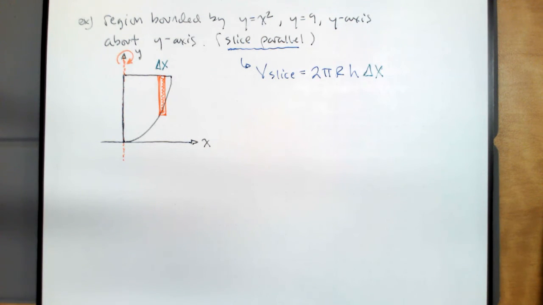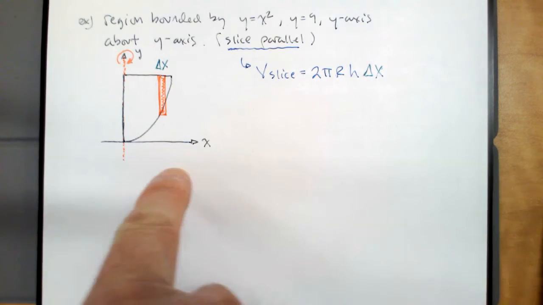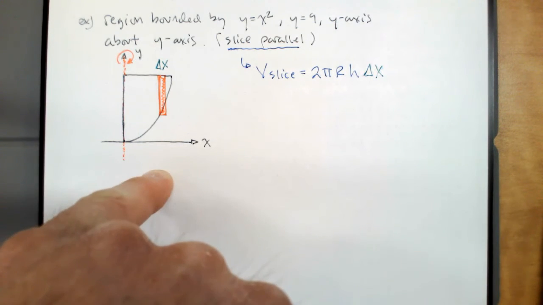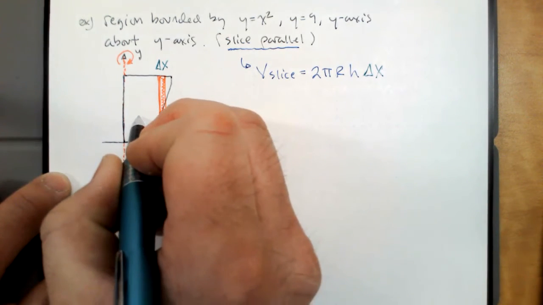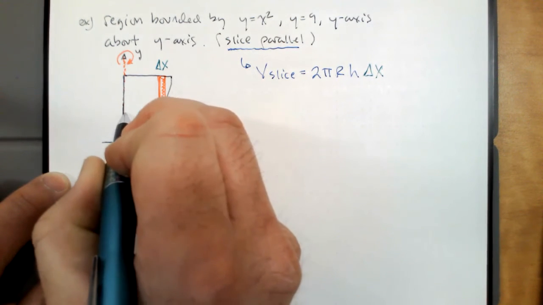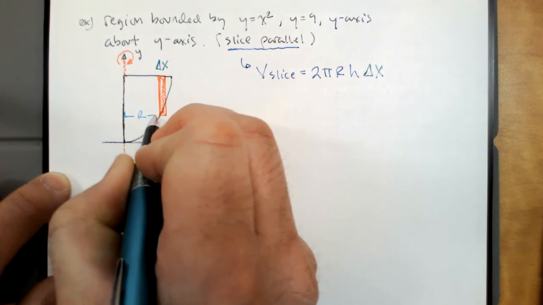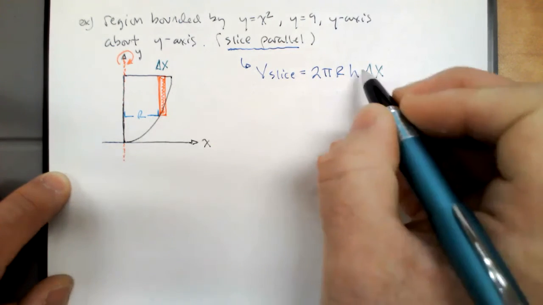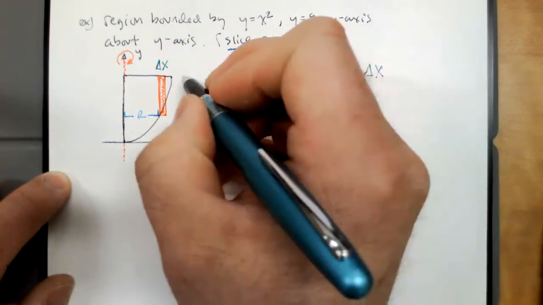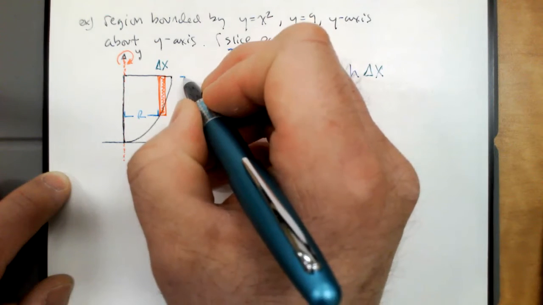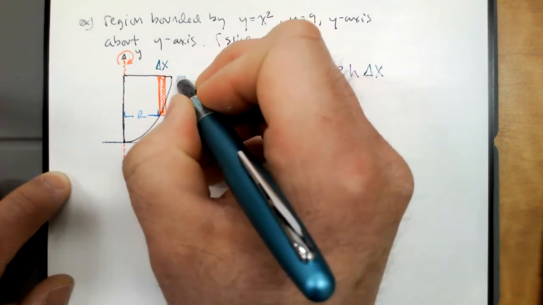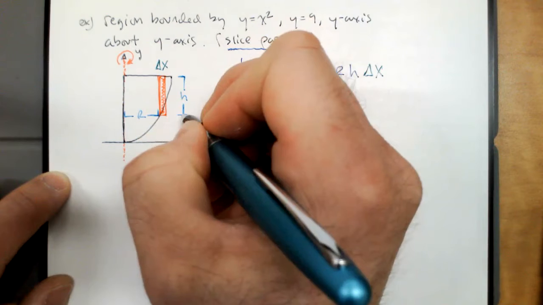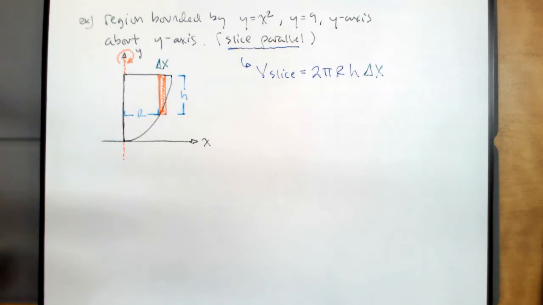Now I need to take my radius and my height and figure out where they are in my picture over here. The radius is always measured from the axis of rotation. So there's the radius. And then the height is going to be the only thing that's left. Here's the height, always going to be perpendicular to the radius.